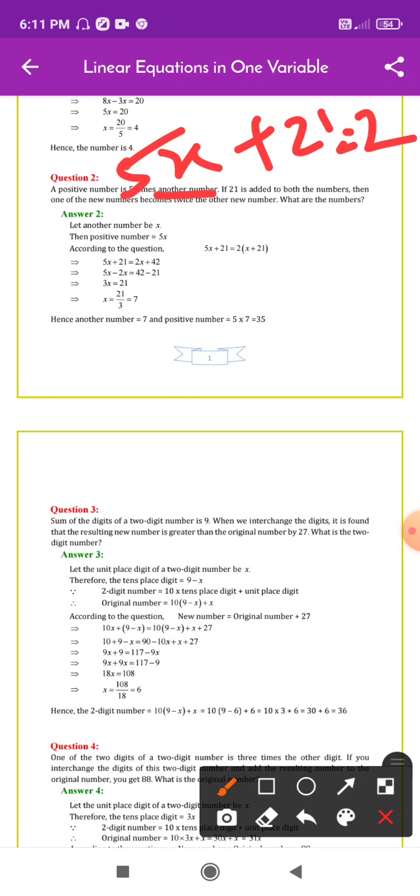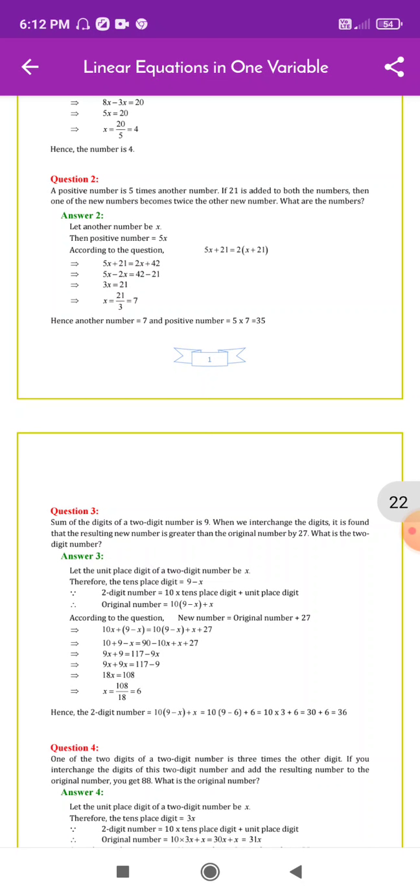Then what is there? The other new number. Other new number means what? The other new number को twice means double करना है. It is telling that then one of the new numbers becomes twice the other new number. See, it means कि वो double number हो गया. That is 2 into x plus 21 like that. Have you understood, students? See, this equation is made.